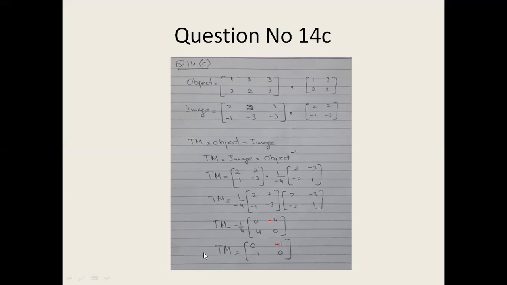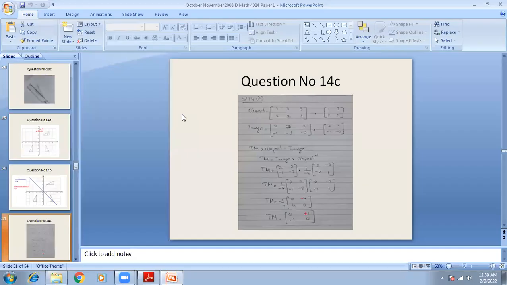So this is the transformation matrix we were looking for. This is a very important trick. Try to learn it: transformation matrix multiplied by object equals image. So this is how it is done. I hope you understand.